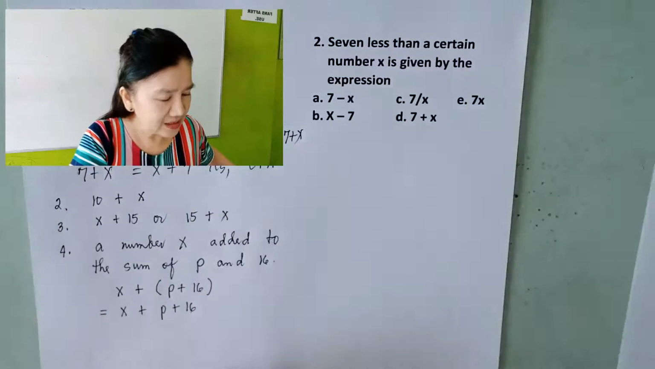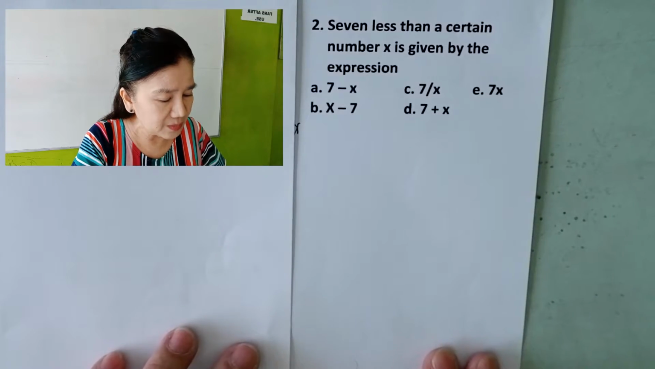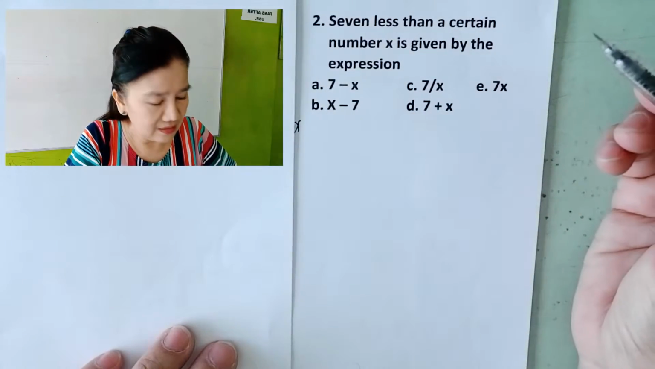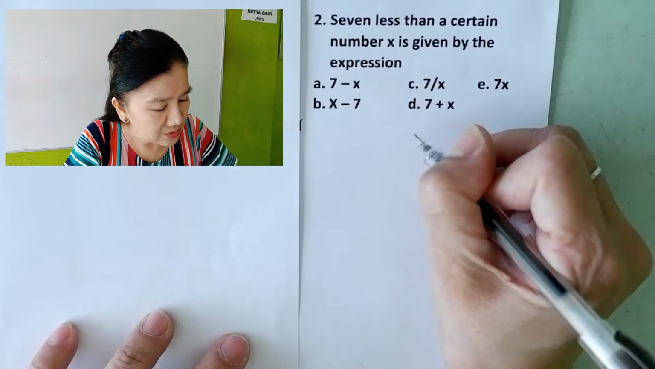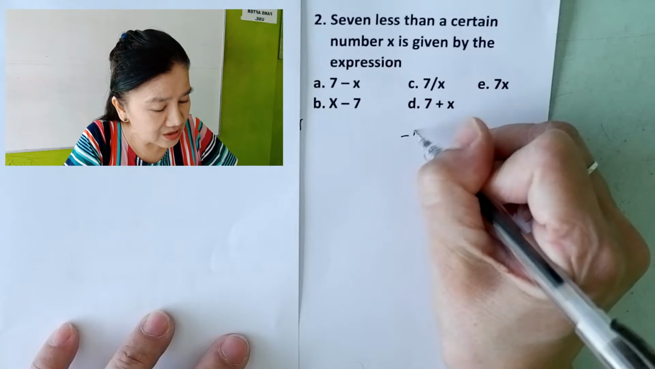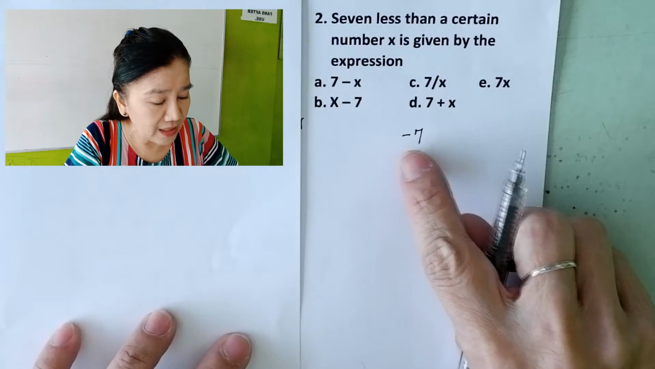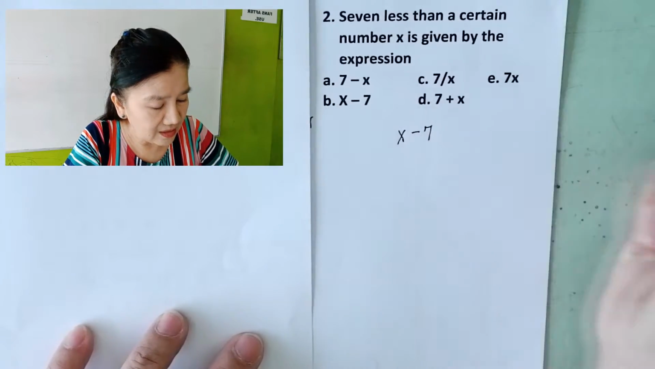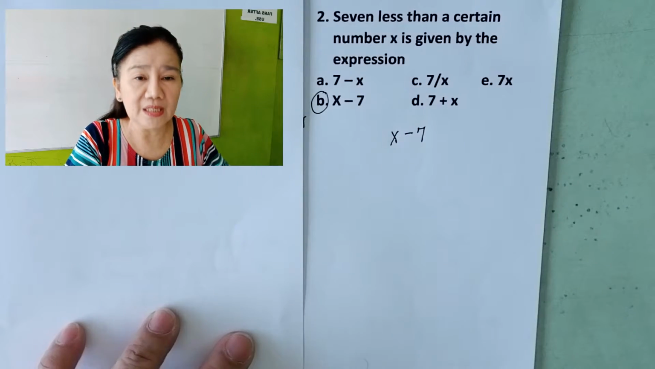Problem number 2. 7 less than a certain number x is given by the expression. So we have here 7 less than. When you say 7 less than, this is minus 7. You start from the right. 7 less than, so minus 7 of a certain number x. So the correct answer is letter B.